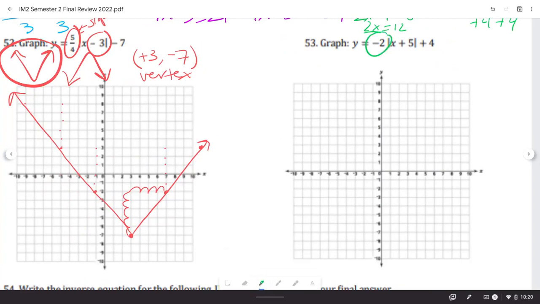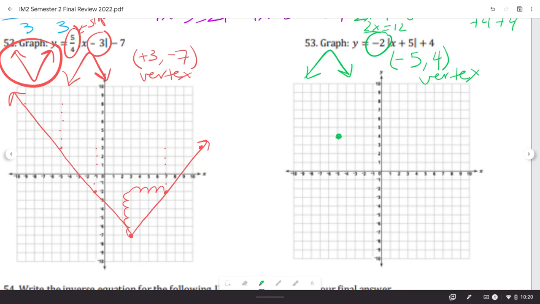has a negative. So this one's going to have to look like a mountain. We're going to start with our vertex. So negative 5, because it's the opposite sign. Since you see a plus 5, that means it's subtracted a negative. And then 4. That's my vertex. So I'm going to draw my point at negative 5, 4.